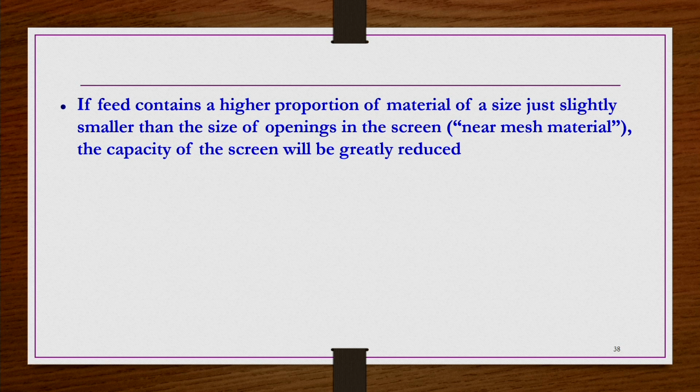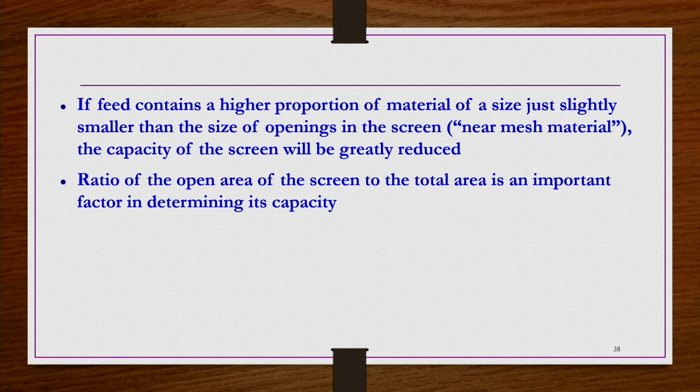Let us say the mesh opening is 0.05 mm, but if you have some material like 0.049 mm or 0.048 mm, then it is possible that those may be blocking the pores in general. So the capacity of those screens would be much reduced because of those kinds of materials. So, it is not advantageous to have near-mesh material when you do the separations.